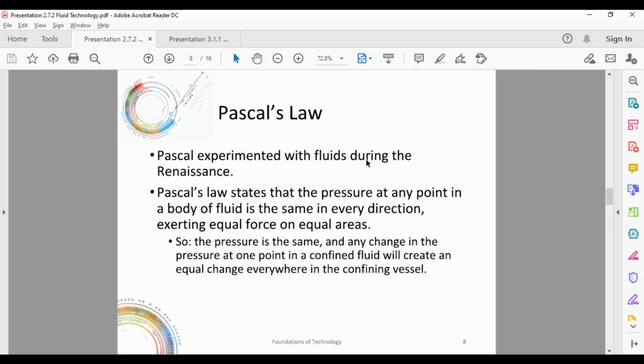Pascal's law. Pascal experimented with fluids during the Renaissance. That should sound familiar. Pascal's law states that the pressure at any point in a body of fluid is the same in every direction, exerting equal force on all equal areas. So any change in the pressure at one point in a confined fluid will create an equal change everywhere in the confining vessel. There was an example of this that I saw where they tie a weight to a very, very large styrofoam head. They made a kind of totem out of styrofoam, and then they drop it in the water with a weight on it so that it won't float and it sinks. And they let it drop down and down and down into the water.